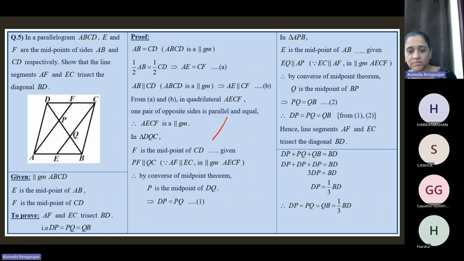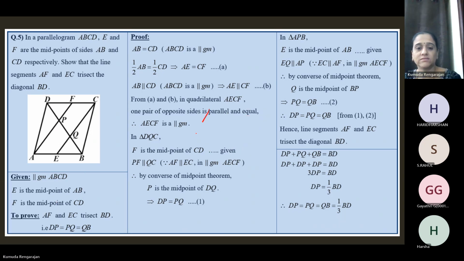See, there is a parallelogram and its diagonal BD. Now suddenly there comes a line AF. It cuts the diagonal BD. And suddenly there comes another line EC, which also cuts the diagonal BD. These two line segments AF and EC, you must prove, cut the diagonal BD into three equal pieces.